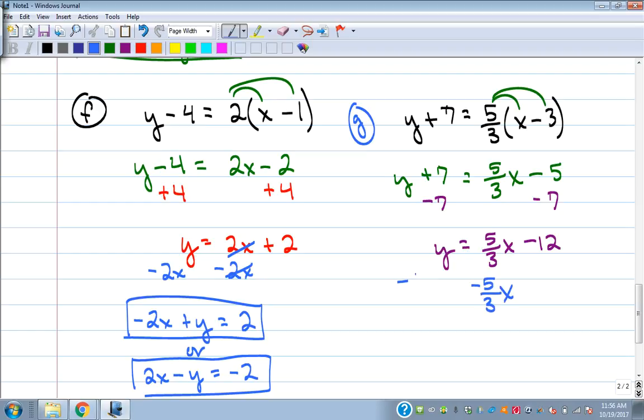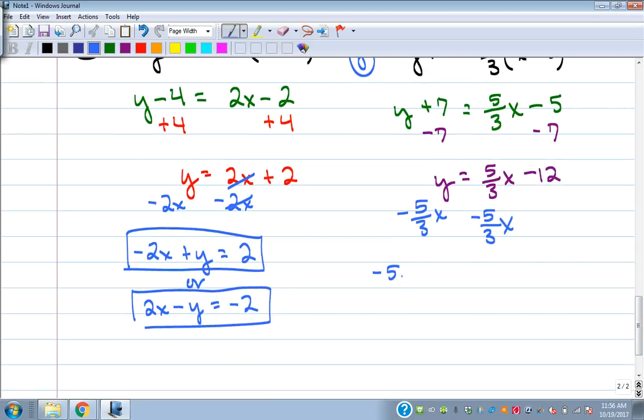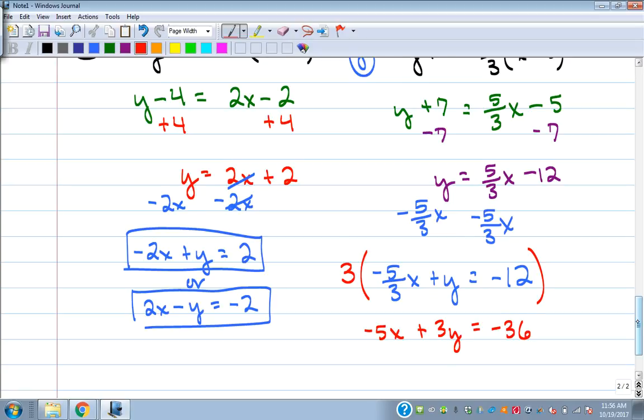Minus 5/3 x. Negative 5/3 x plus y equals negative 12. How do I get rid of that fraction? Multiply everybody by the denominator 3. So that would be negative 5x plus 3y, 3 times 12, negative 36.